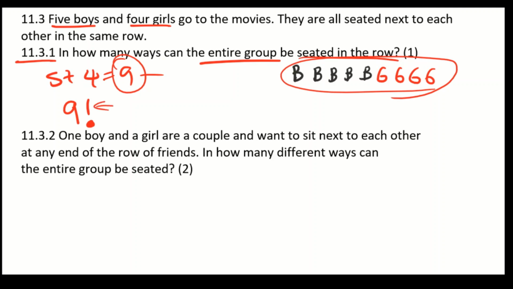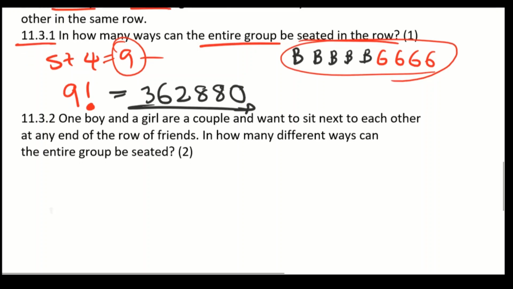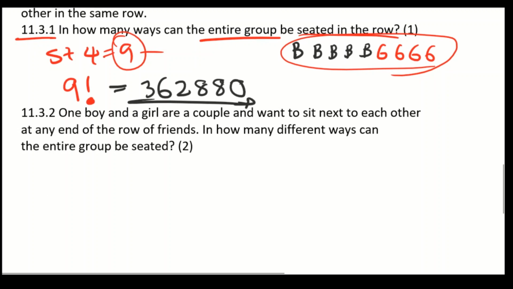Which means you're just going to punch it in your calculator and say 9 factorial. What is 9 factorial? You should get 362,880. So this is the answer for this question. Hope you understood. If you didn't, please let me know in the comment section. I will answer you. So now let's go to the second part of the question, which is 11.3.2.